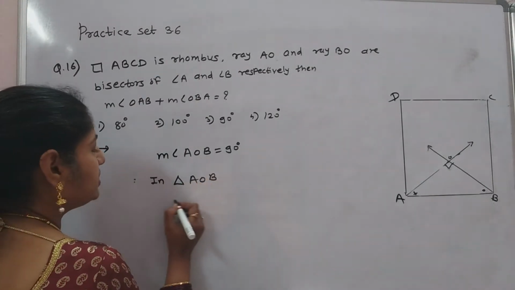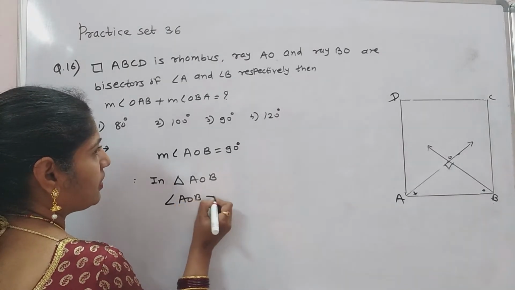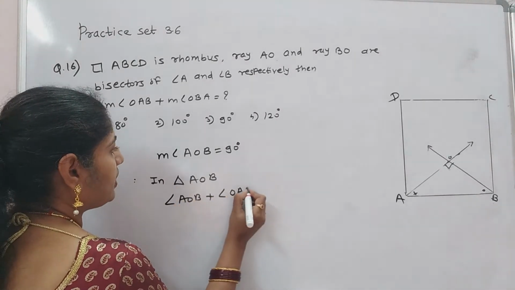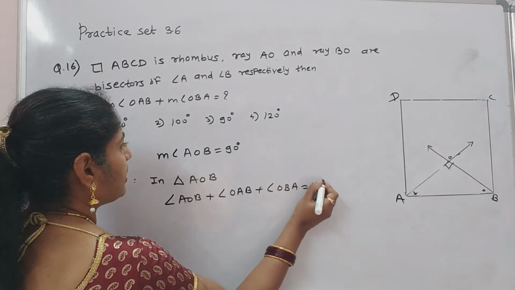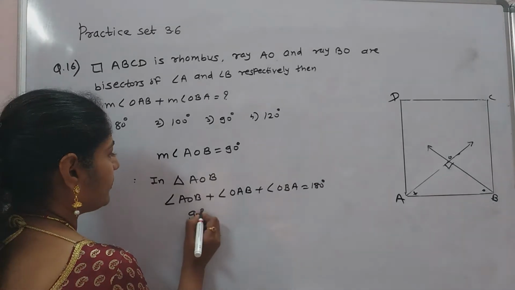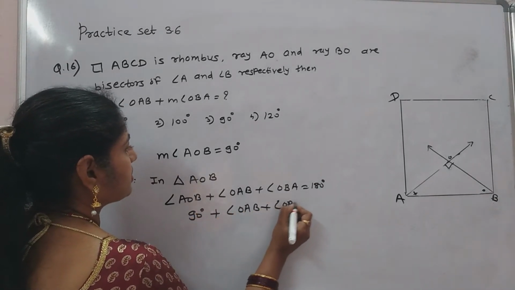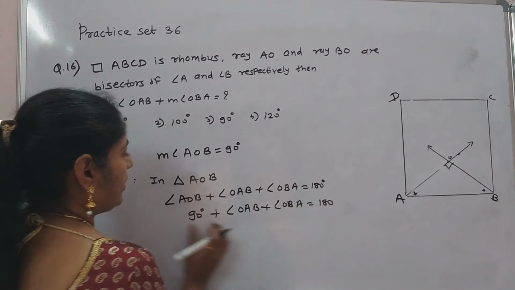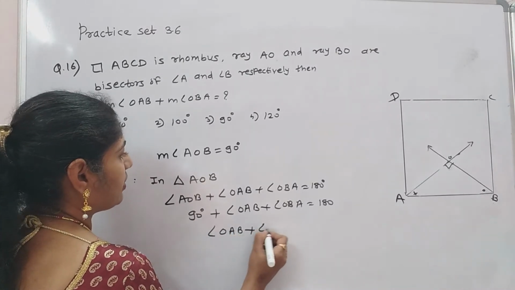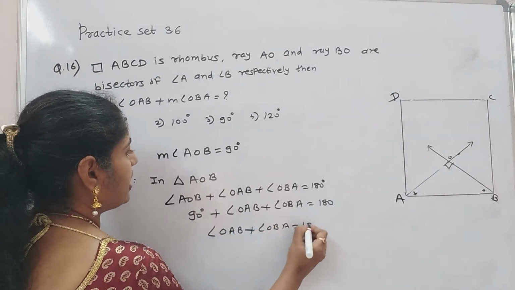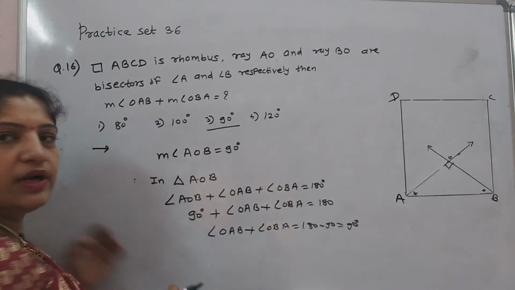So in triangle AOB, sum of the three angles is 180. That is angle AOB plus angle OAB plus angle OBA equal to 180, and this is the 90 degree. So addition of these two angles is asked. 90 goes here, angle OAB plus angle OBA equal to 180 minus 90, that is 90. So our answer is option number 3.